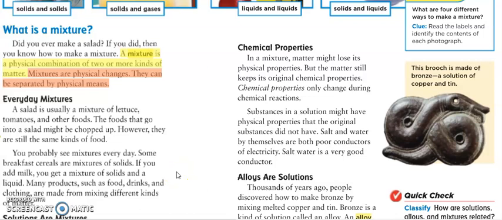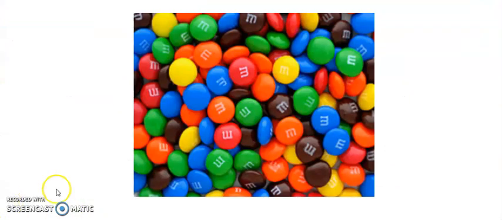Right now, let's see some examples of mixtures. Of course, we all love M&M's candy. As you see in this picture, it is a mixture of candies. M&M's mix many colors. I have the blue one, the green one, the yellow one, the red one, lots of colors. But I can pick up all the blue ones. I can separate them physically. This is what we mean by mixture.